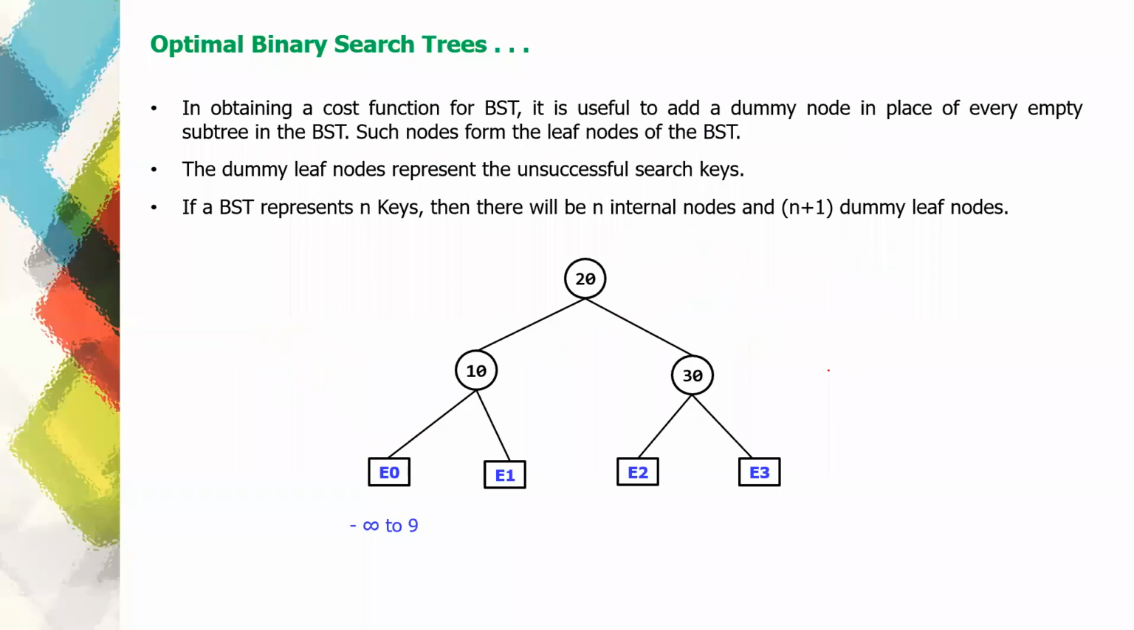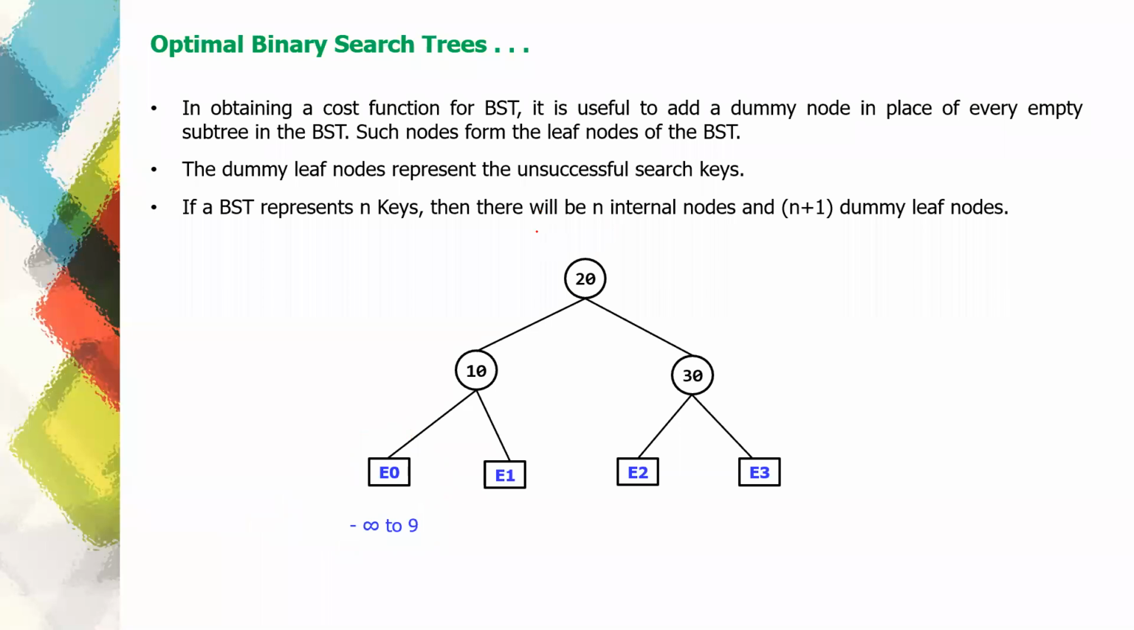So for that, I'm going to consider, starting from the root node, you go on traversing, when do you come down to E0? You come down to E0 when the search key you want to search for is minus infinity to 9. That is, you want to search for some value less than 9. Then you'll traverse from root to E0.